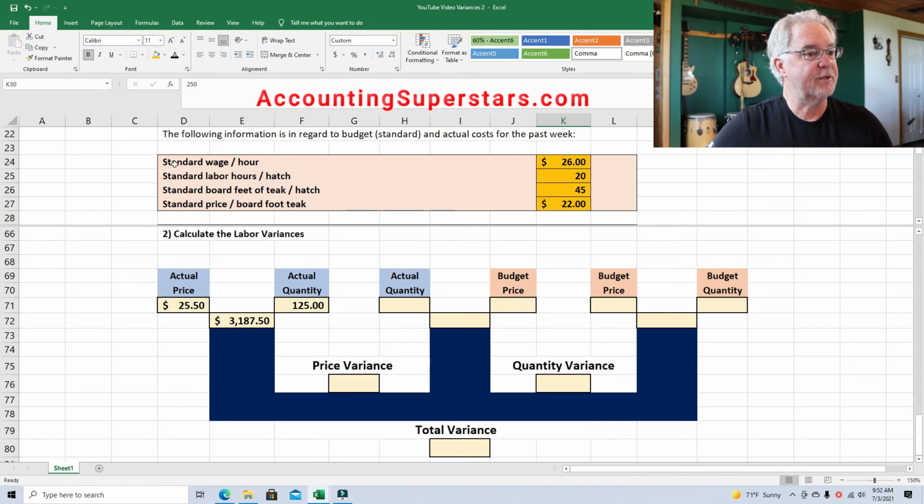All right, here we are. So the standard wage per hour is 26. So that's the budget price. That's what we were expecting to pay people. The budgeted quantity is 20.